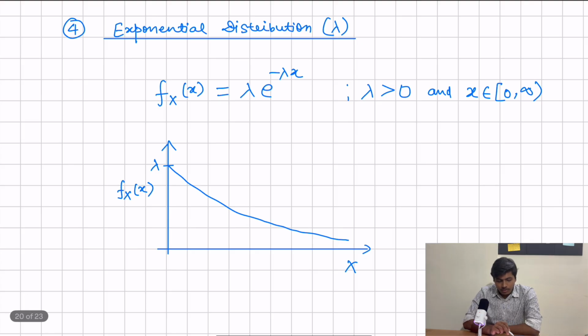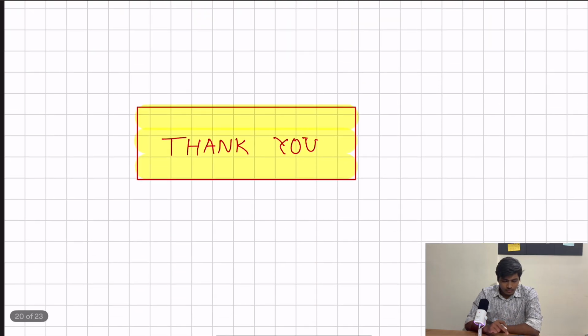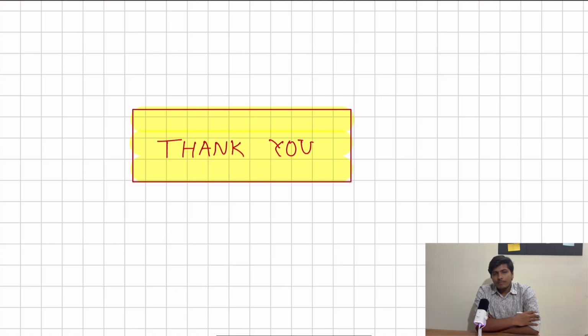Fourth is the exponential distribution. It is written as f of x equals lambda times e raised to minus lambda x, where lambda is greater than 0 and x belongs to the interval [0, infinity). Graphically, you can see how it is drawn. I hope you get a sense of the important distributions in statistics. Let's see you in the next video. Thank you.